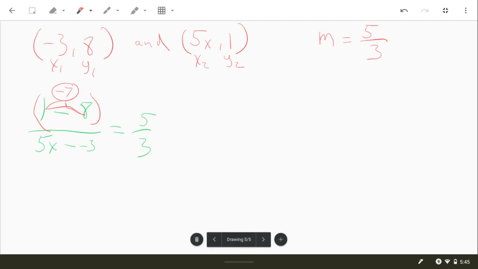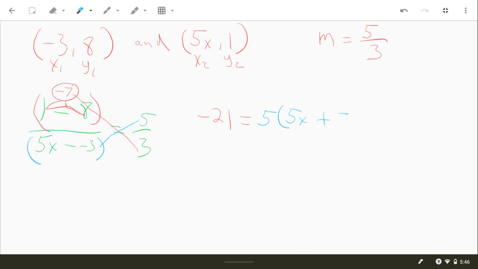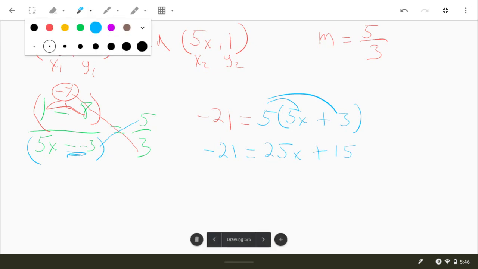Cross multiply here. Negative 7 times 3 is going to give us negative 21. And then we'll go ahead and cross multiply this part with the 5. Okay? So we've got 5 multiplied by the 5x plus 3. I just called that a plus sign because you get the double negatives. Distribute our 5 inside. Negative 21, 25x. 5 times the 3 is 15. We're almost there.